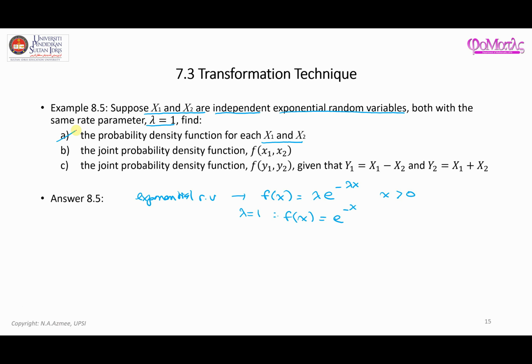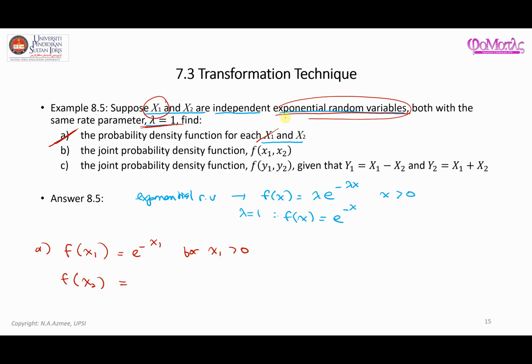Now, if you want to write down the PDF for each of x1 and x2, it's just applying this function and replacing x with x1 and x2. So here is the PDF for a random variable x, where x is an exponential random variable. Therefore, for question A, the PDF for x1 is going to be e negative x1, since x1 here is an exponential random variable with parameter lambda equal to 1, for x1 greater than 0. Next, for x2, the PDF is going to be the same thing because it is also exponential. So here we have e negative x2 for x2 greater than 0. So we are done for the first part.